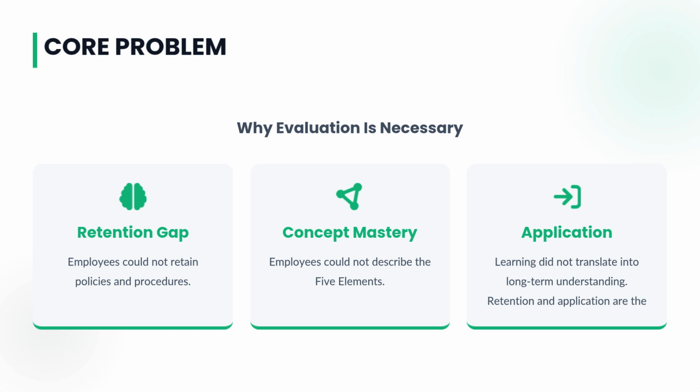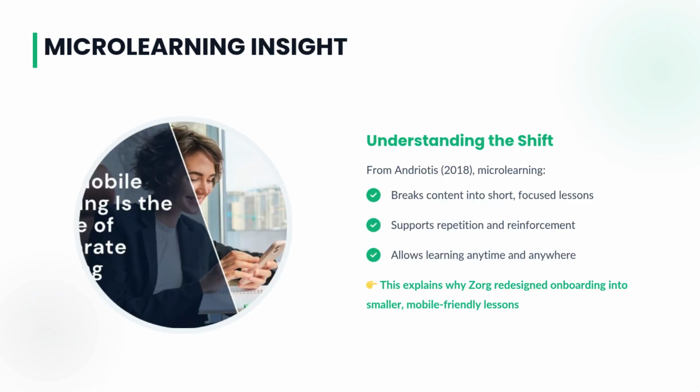But the real issue isn't even the scale, it's the effectiveness, because even after training, employees couldn't remember policies and they couldn't explain the 5 elements of the organization. So the problem here is not that they did not attend training. It's did they learn anything, and can they use what they have learned?